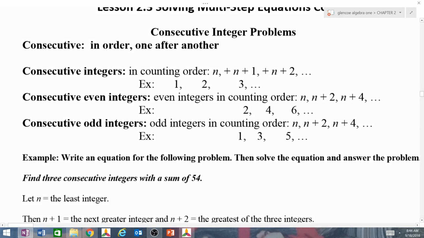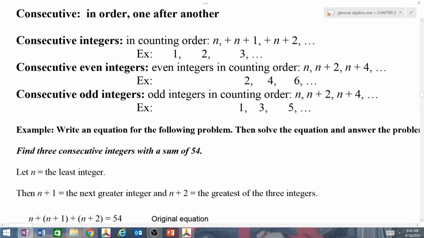n would be the first integer, n plus 1 would be the second integer, n plus 2 would be the third integer. So it's important to make sure when we do these word problems that we read and see what they're asking for. Are they asking for consecutive integers, one that's coming right after another? Or are they asking for consecutive even integers?